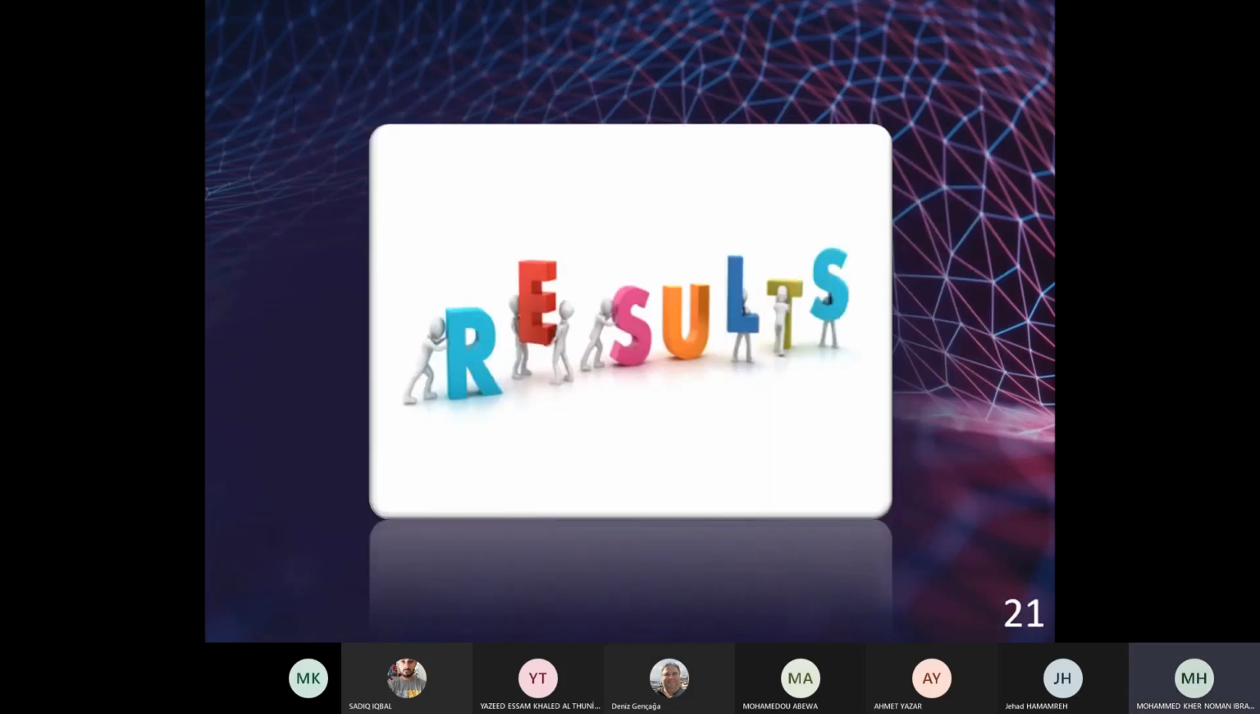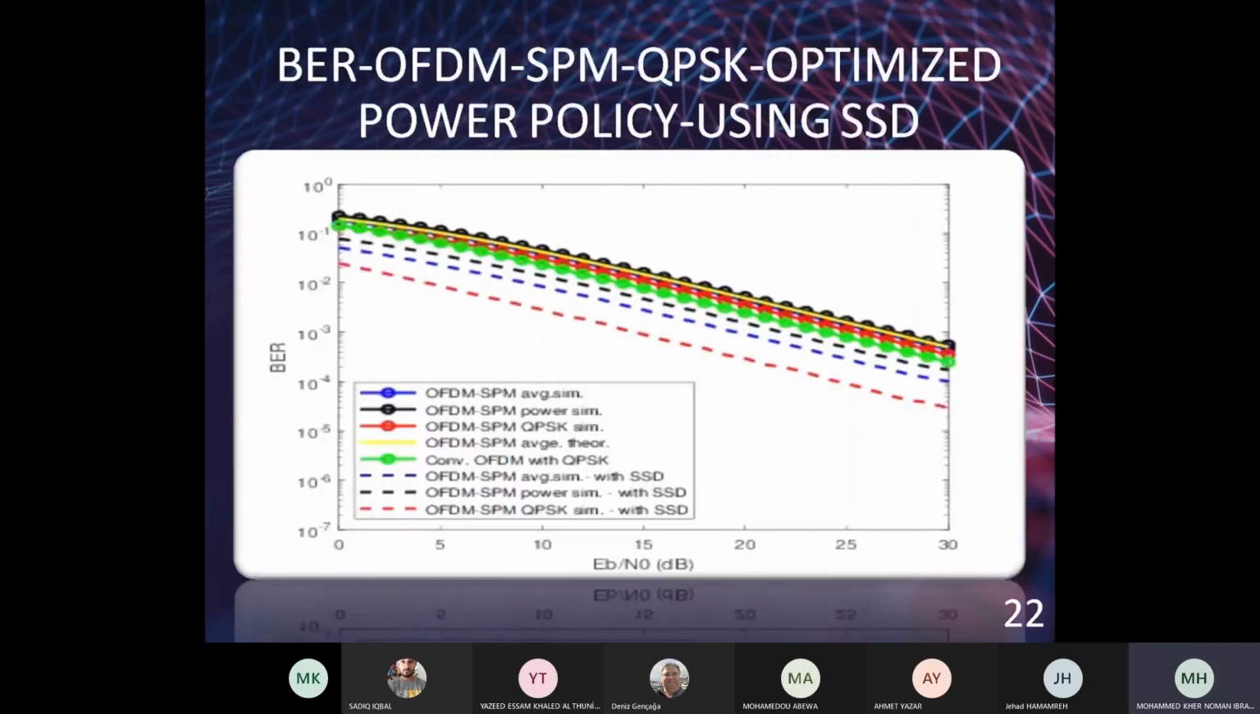To prove my idea and show my results, after performing simulation analysis, I came up with the following results. Here, as you can see in this figure, we note that when we use SSD with the conventional OFDM-SPM, we achieve or save 18 dB in the SNR.